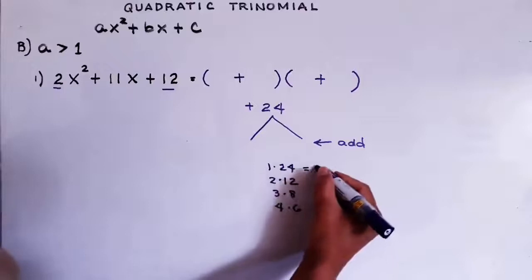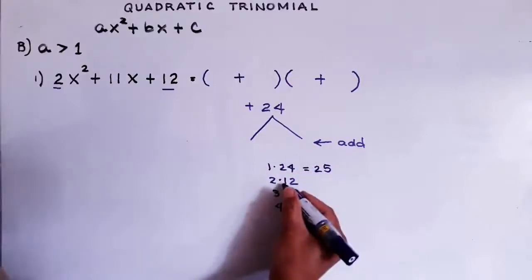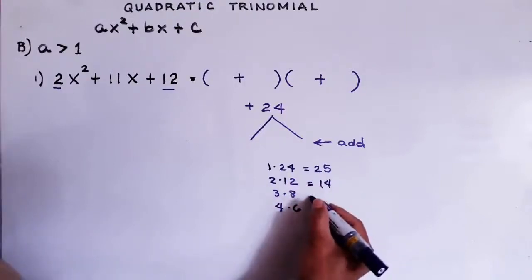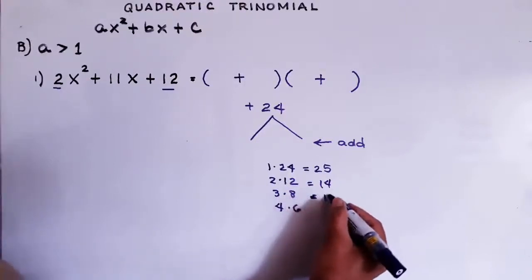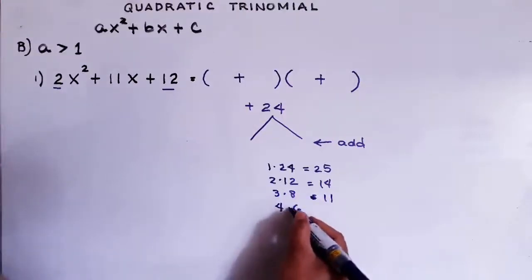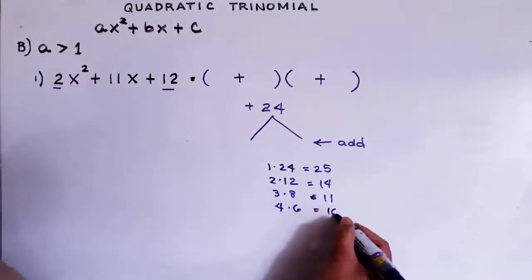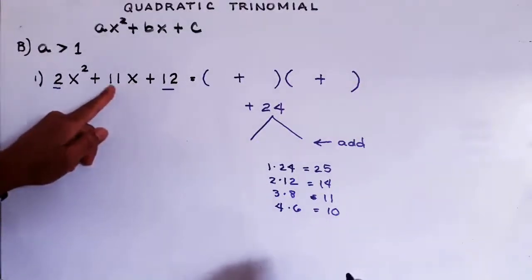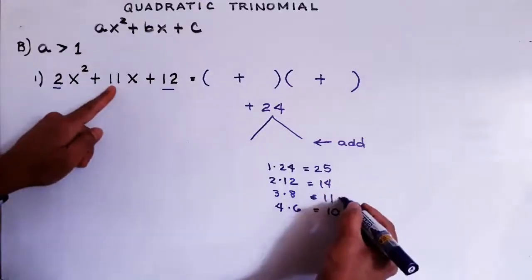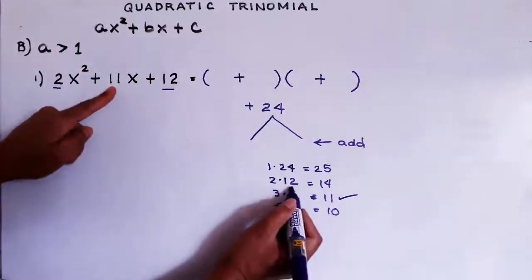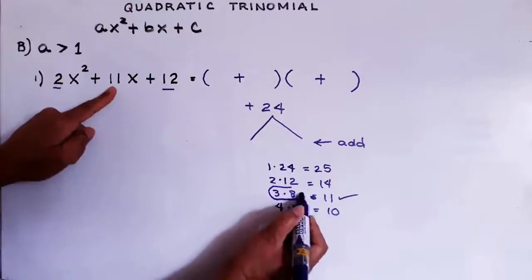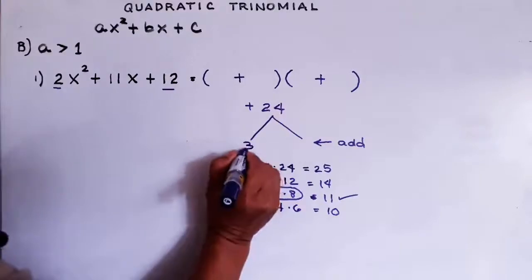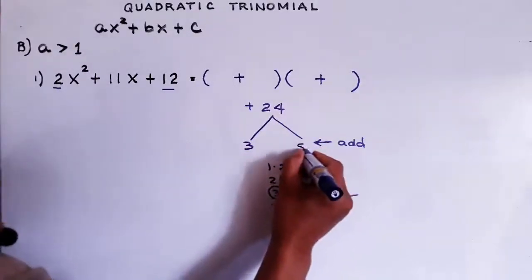24 plus 1 is 25. 12 plus 2 is 14. 3 plus 8 is 11. And 4 plus 6 is equal to 10. Now here class, let's see the middle term, it's 11. So we are going to get the factors 3 and 8. So we are going to put here 3 and 8 there.